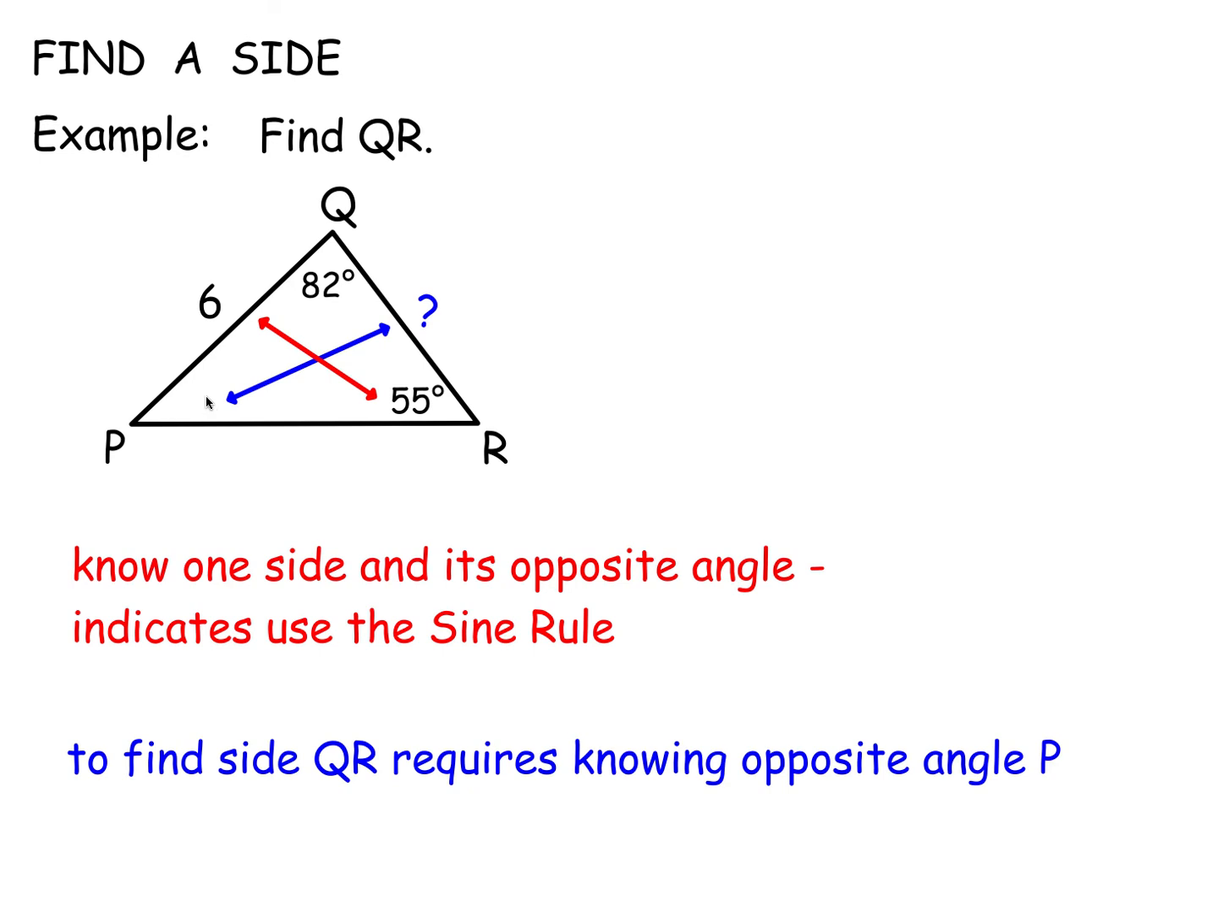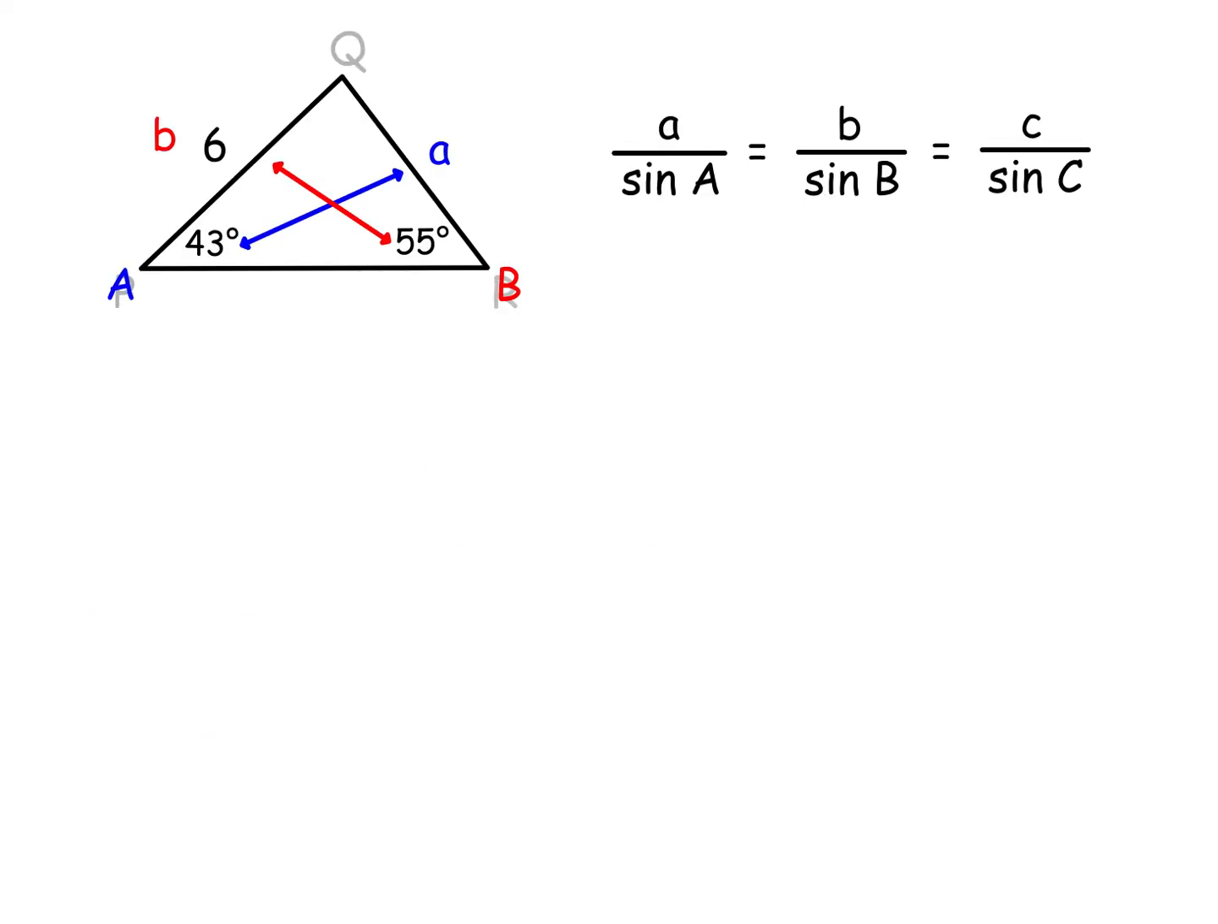Now you actually know this angle because the triangle makes 180, 82 and 55. So that's 43. That makes the triangle up to 180. So you know 43 degrees. You can figure out the missing side using the sine rule. So I'm going to get rid of the lettering, and get rid of the 82 degrees because all we need is the 6 and the 55 degrees go together and the a and the 43 degrees go together.